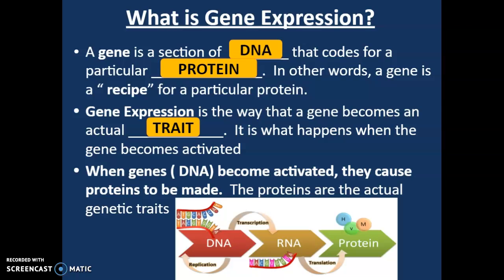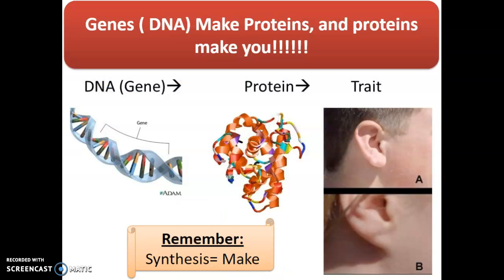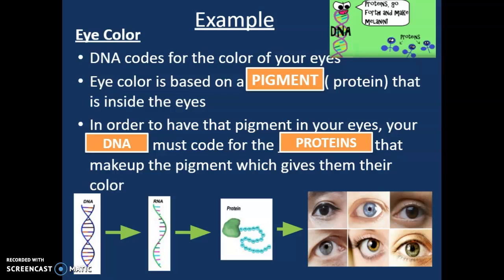So gene expression is the way that a gene becomes the actual trait. So what we're actually seeing in our friends and our family. It is what happens when the gene becomes activated, and that just means turned on. So when genes become activated, they cause proteins to be made, and these proteins are the actual genetic traits. So DNA, which is made up of genes, makes proteins that make up traits, which essentially makes up each individual characteristic that humans and other organisms have. Please remember, it's very important that synthesis means to make.